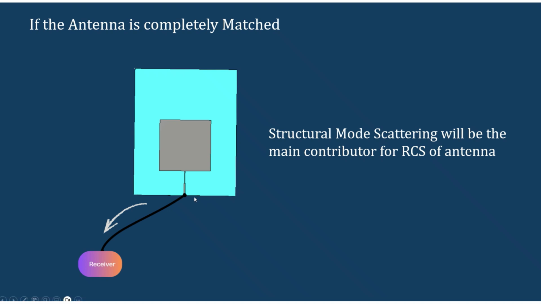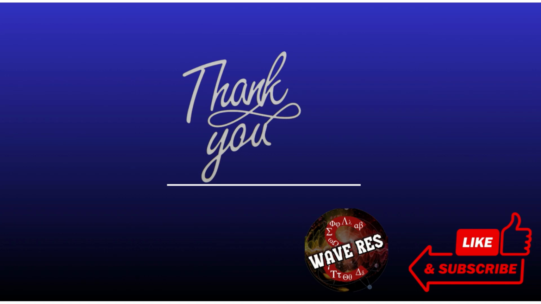So if the antenna is completely matched to the receiver, when we are considering the antenna RCS, it will be simply like a structure contributing to the RCS. I hope you get some idea about what is meant by antenna RCS and why this reflection is contributing to the RCS, and in case of a completely matched antenna, why we have to consider only the structural mode scattering. Thank you for listening.